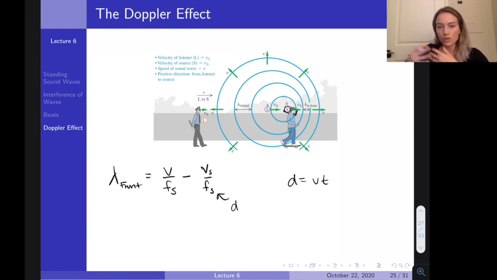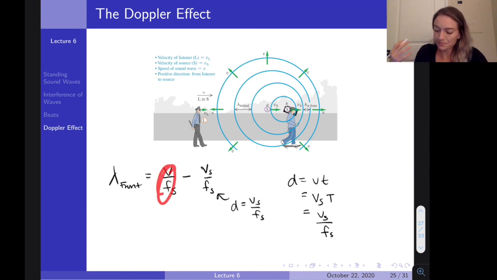So imagine it. Each time it emits one of these waves, that's every period, right? So the velocity of the source, because we want to know how far he moved, times the period. How far did he move in one full cycle when he emitted the next wave? And we know that the period is 1 over the frequency. So this is Vs over the frequency of the source. So this distance is just Vs over Fs. So here it's the velocity of the wave itself traveling minus the velocity of the source, because it's going to give you a slightly shorter wavelength.